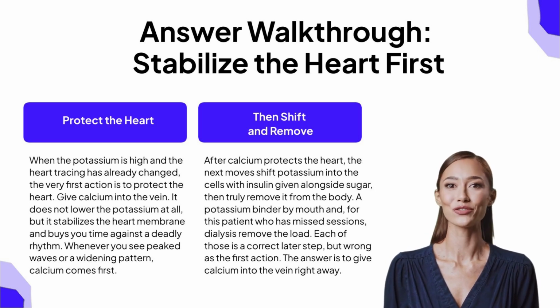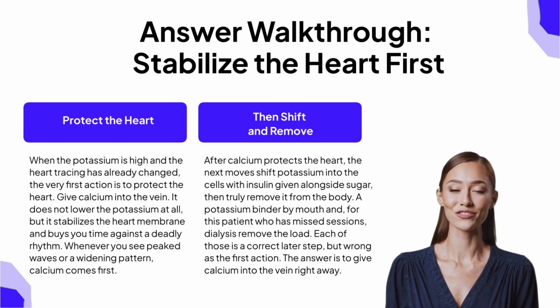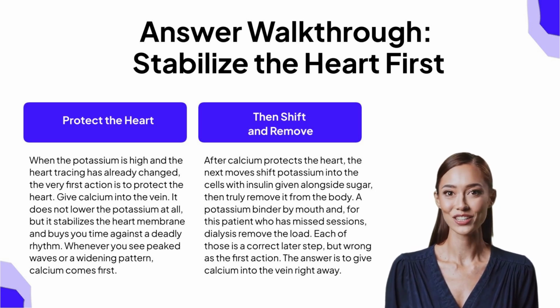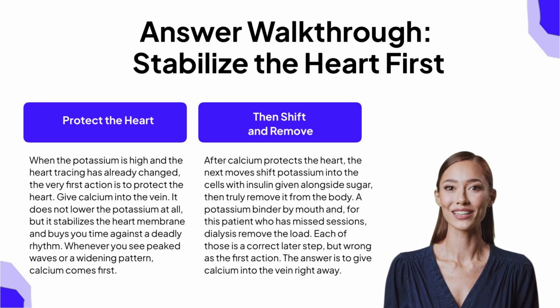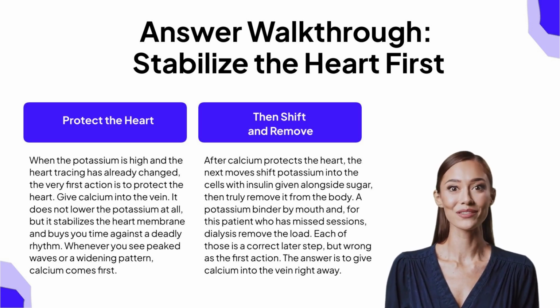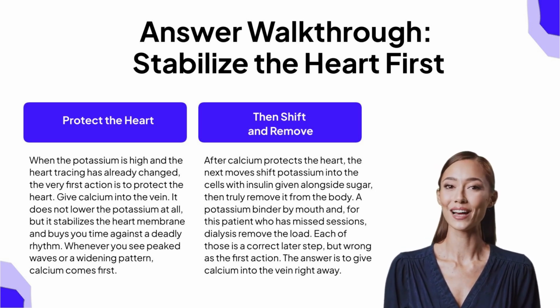Then shift and remove. After the heart is protected, you shift potassium into the cells by giving insulin alongside sugar. And then you actually remove potassium from the body with a binder by mouth and, for a patient like this who has missed dialysis, with dialysis itself. Insulin, the binder, and dialysis are all correct steps in the sequence, but none of them is the right very first move, because protecting the heart always comes before lowering or removing the potassium. The correct answer is to give calcium into the vein right away. This is the exam testing whether you treat the dangerous number first.